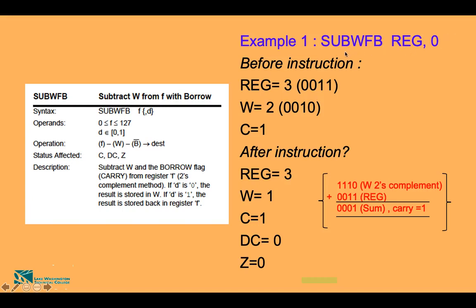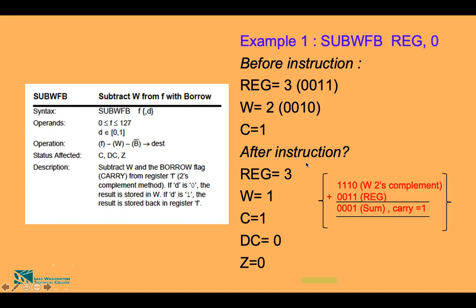So I have taken this example, SUBWFB REG, comma 0. If this D is 0, that means the result is going to be stored into the working register. Okay, so before the instruction we have REG, the file register, is 3. So this is a very basic example I'm taking. And after this we are going to take an example for 8-bit. So this is just a 4-bit example. So you see this is 0011, and in the working register you have 0010, which is 2 in decimal, and then you already have a carry which is equal to 1. So this is the before instruction.